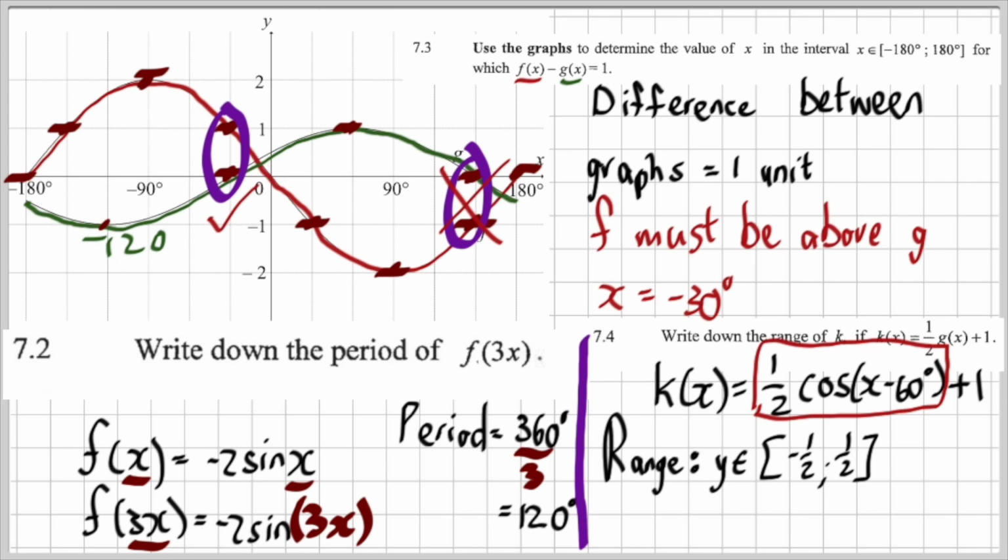That's why my range is from negative a half to positive a half. But now I add 1 to those y values, which means my range is now going to be negative a half plus 1, which is positive a half, and a half plus 1, which is 3 over 2, or 1,5. And there, ladies and gents, is your range. Oh my goodness, this was actually not that bad. But I encourage you, please go and study your theory. You cannot do these sums without knowing your theory.